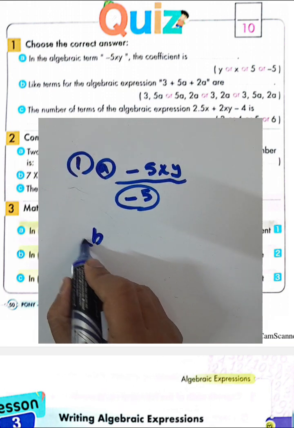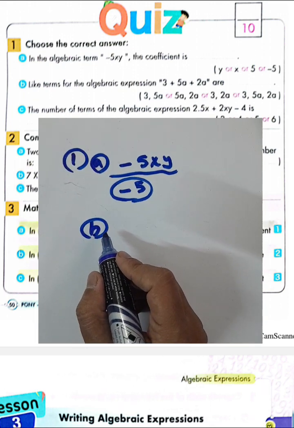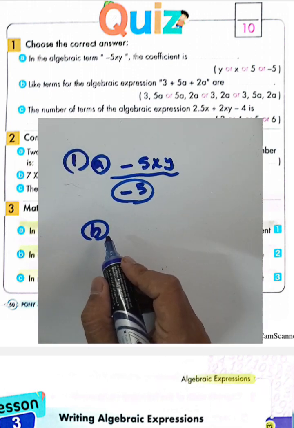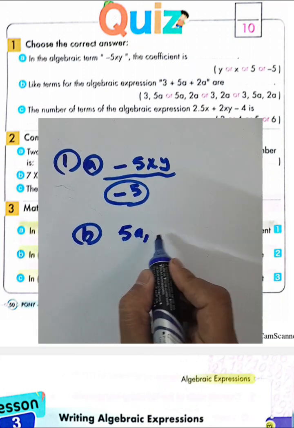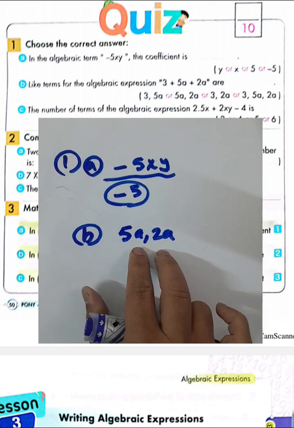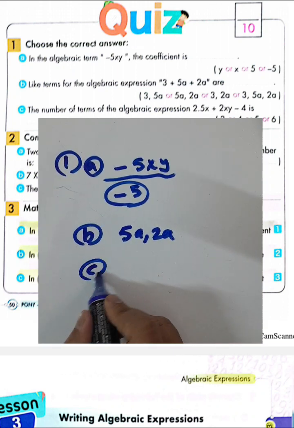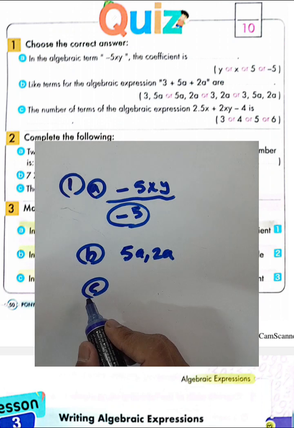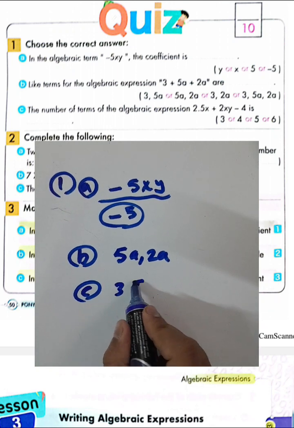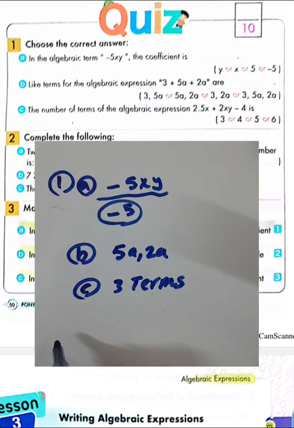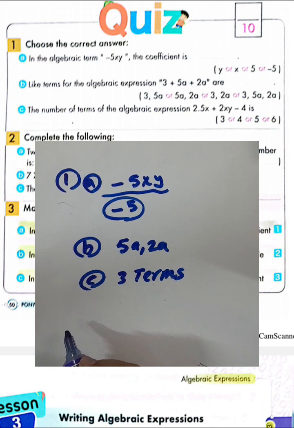Question letter B. Like terms from the algebraic expression 3 plus 5a plus 2a will be 5a and 2a. We call them like terms. Letter C. The number of terms of the algebraic expression 2.5x plus 2xy minus 4. We have 3 terms here. First, 2.5x. Second, 2xy. Third, negative 4.